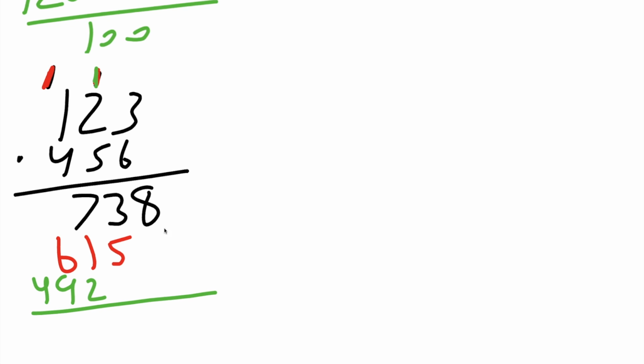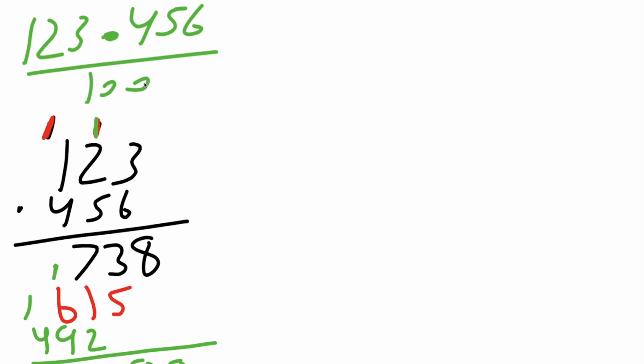So let's clean this up. We bring down the 8. 3 plus 5 is also 8. 7 plus 1 is 8. 8 plus 2 is 10. So put a 0, carry a 1. 1 plus 6 is 7. 7 plus 9 is 16. Carry the 1. 4 plus 1 is 5. So we have 56,088. But we have to divide by 100.